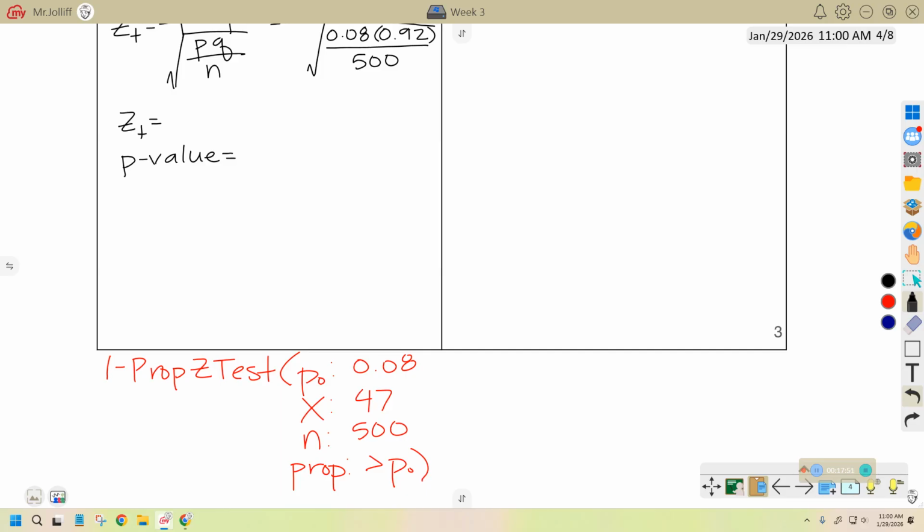Does somebody have an answer? Maria has an answer. She's showing it to other people. 1.15 and 0.124. Do we agree with Maria? Yes. Good. Perfect. Technically, that's enough.